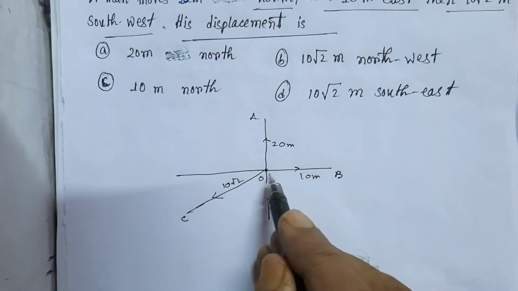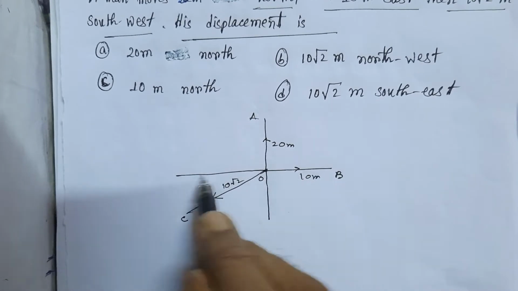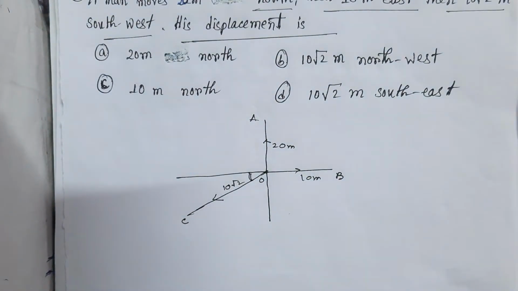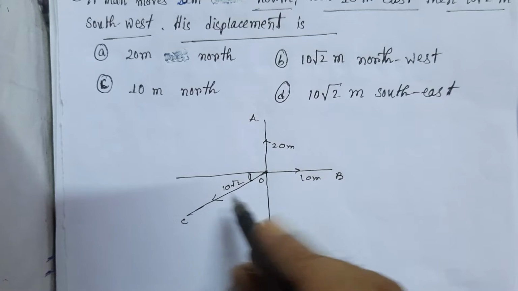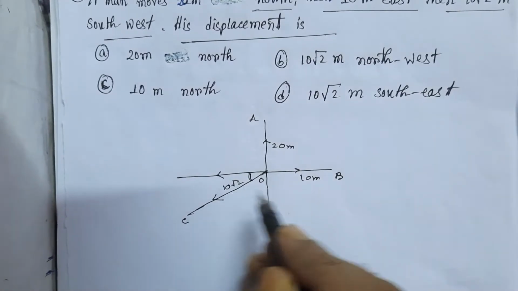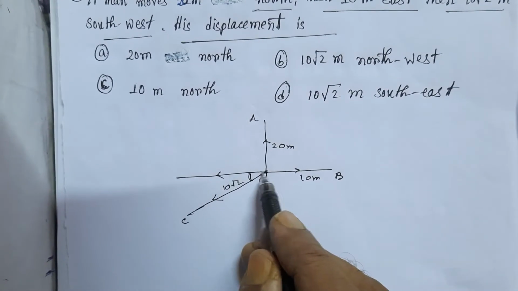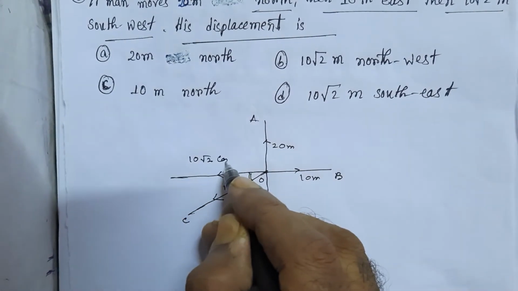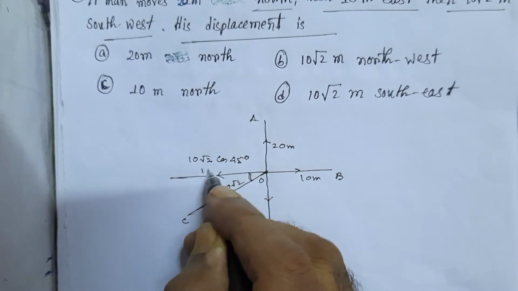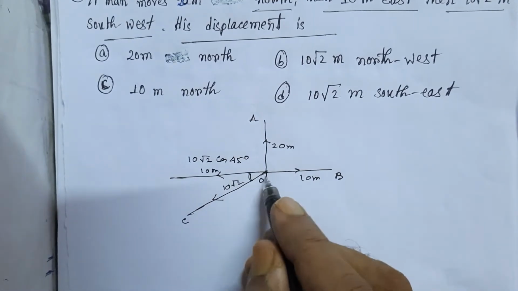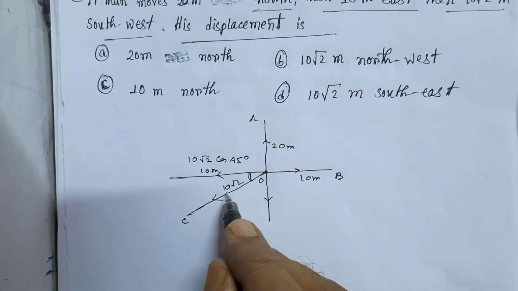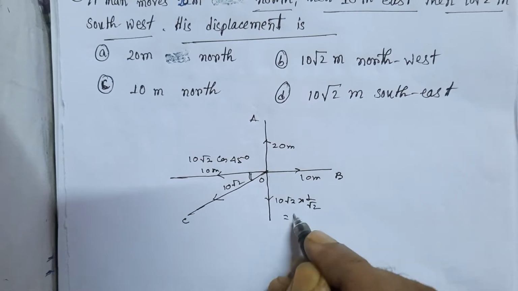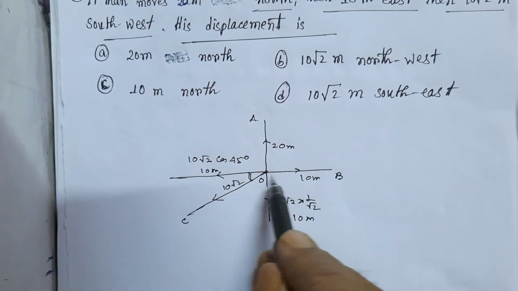Now we will divide these forces along east-west and north-south line. Two forces are already directed due east and due north, so OC should be resolved in these two directions. Towards the west, the component is 10 root 2 cos 45 degree, that is 1 by root 2, that is also 10 meter. And due south, it is 10 root 2 sin 45 degree, that is 1 by root 2, equals 10 meter. Now let us see what happens.